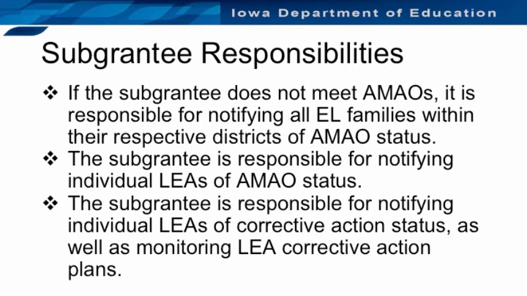What are the subgrantee responsibilities related to AMAOs? If the subgrantee does not meet one or more AMAOs, it is responsible for notifying all EL families within their respective district area of AMAO status. The subgrantee is responsible for notifying individual LEAs of their AMAO status, as well as notifying individual LEAs of the corrective action status and monitoring the LEA corrective action planning process and implementation.